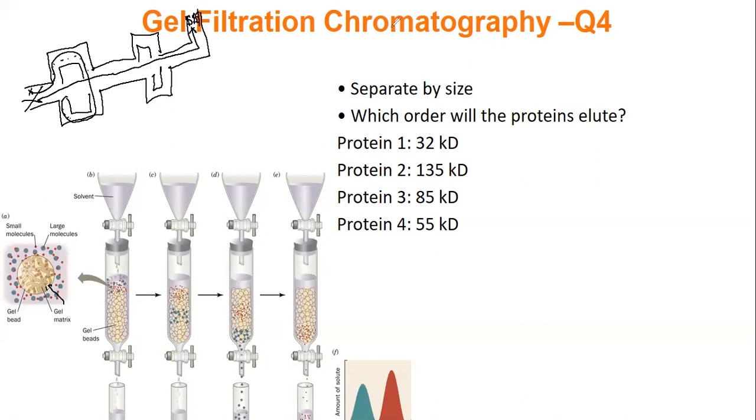So to make sure we have this idea down, I have another short little poll for you. I have 4 proteins, and I give their sizes in kilodaltons. Please order these in the order they'll elute on a gel filtration column. So take a minute or so to do that. And if you have questions, let me know.